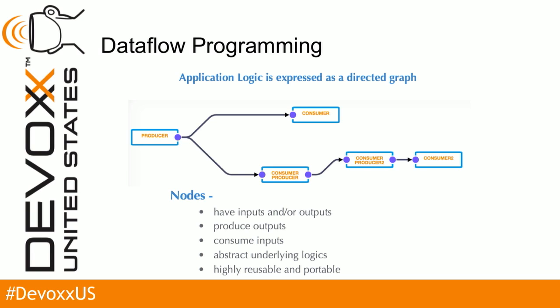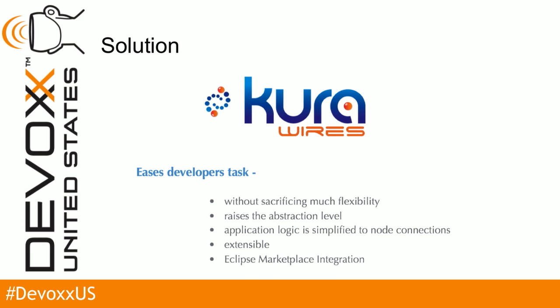This is a wrapper around an OSGi specification. There's a thing in OSGi called Wire Admin that does message routing within the framework, and we just put a visual layer on top of that. What we're calling it is Kura Wires. It is, like I said, a wrapper around this existing specification.